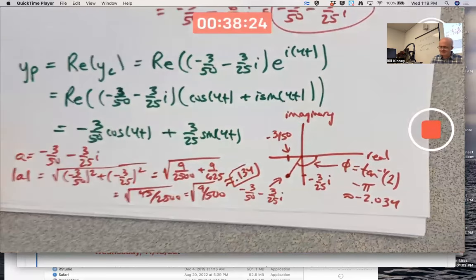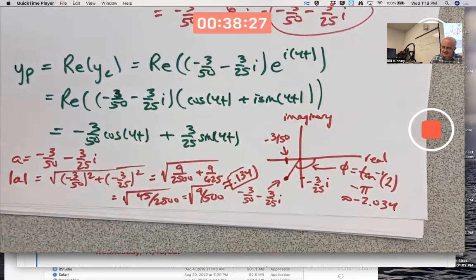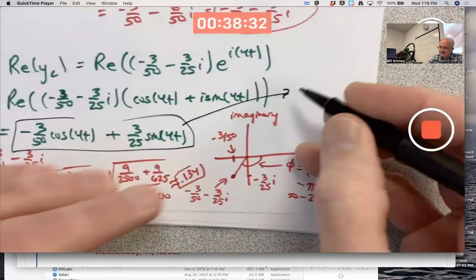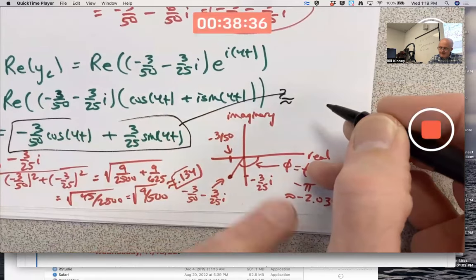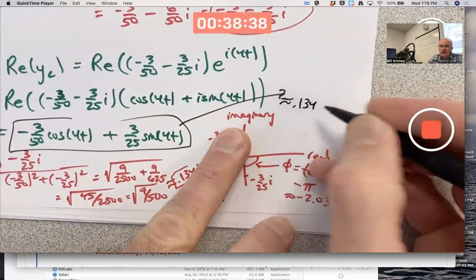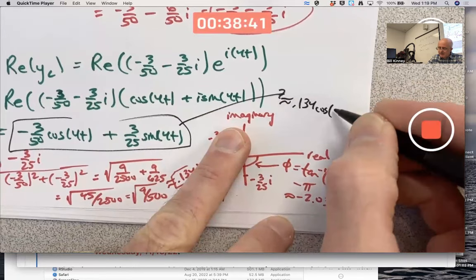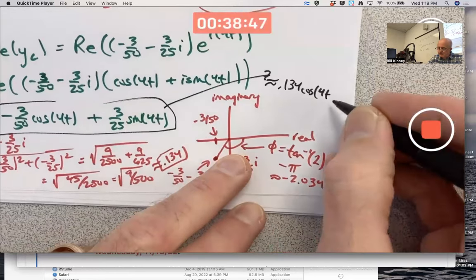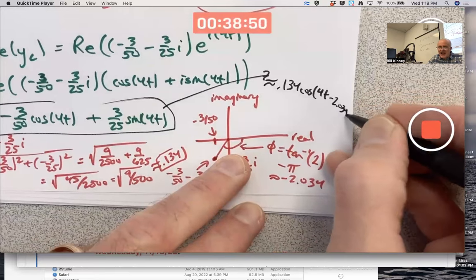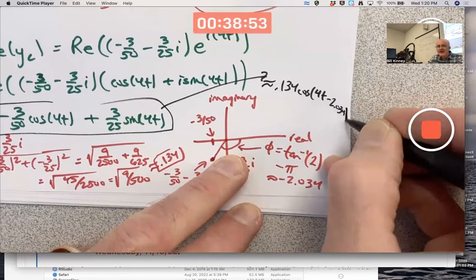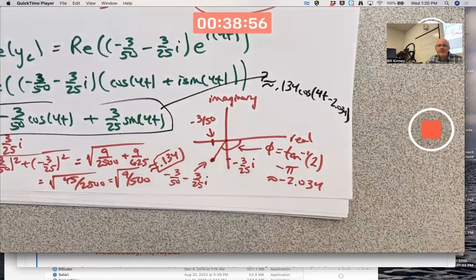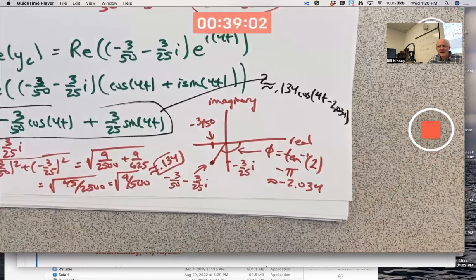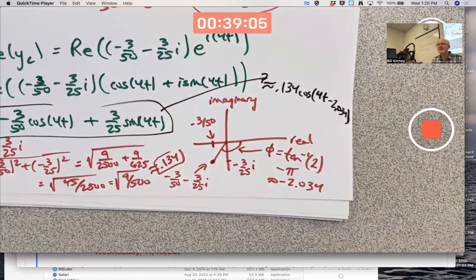What's the point? The point is this function is going to be approximately the same as 0.134 cosine of 4t plus phi, which means we need to do minus 2.034. Sorry, I'm out of room there. Why? I haven't said why. Let's just see if it seems right, though.